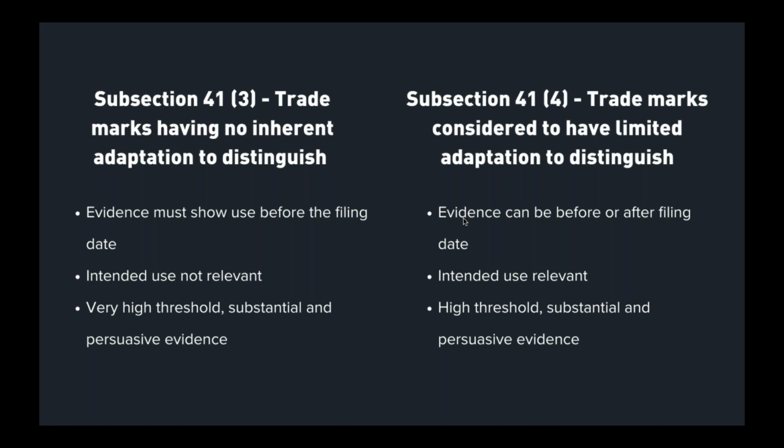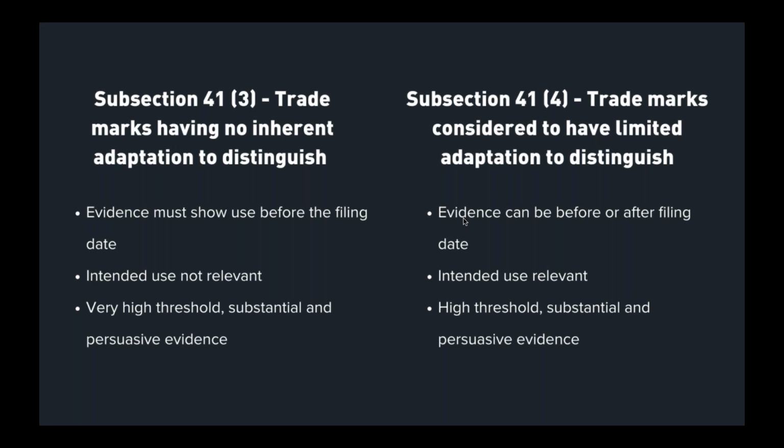Subsection 41.3 applies to trademarks that have no inherent adaptation to distinguish. These are trademarks that other traders need to use. Subsection 41.4 applies to trademarks that have limited adaptation to distinguish. These are trademarks that other traders are likely to want to use, but don't necessarily need to. The type and amount of evidence you will need to provide will be different depending on which issue is raised. Generally speaking, a ground for rejection under subsection 41.3 will require more substantial, persuasive, and high-value evidence.